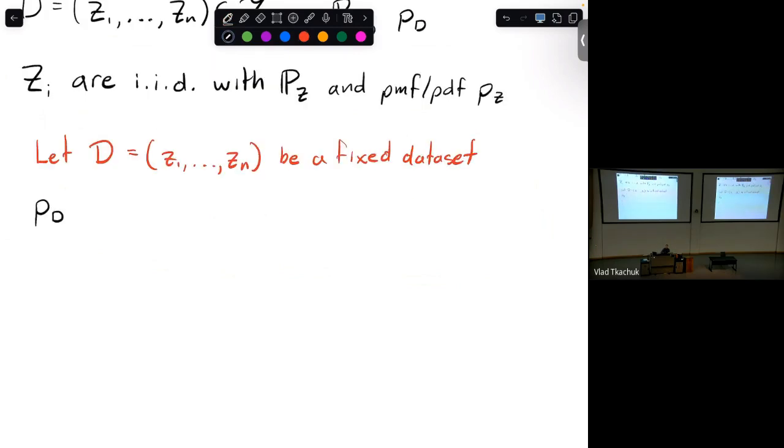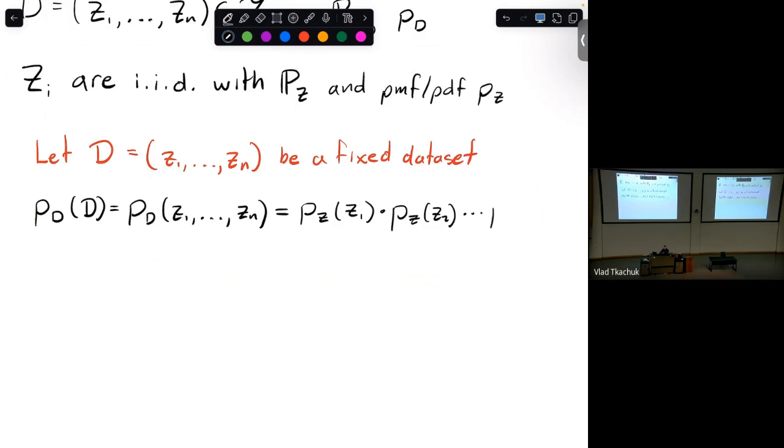Okay. And then if you look at the corresponding PDF or PMF of this data set, it looks like this. It's the joint PMF or PDF. And I just want to remind you, this is the property we're going to use, is that since things are independent, this can be written as the product of these P of Z, PDF or PMF. So we've already seen this before, but I'll write it explicitly. This is P of Z1, P of Z2, all the way up to P of Zn, multiplied together. Okay, so this was independence.